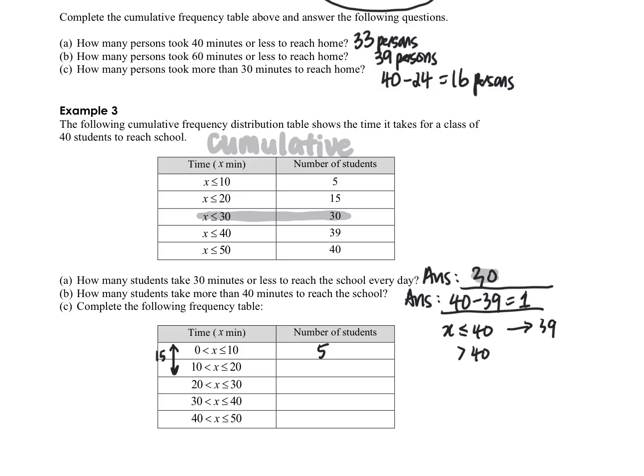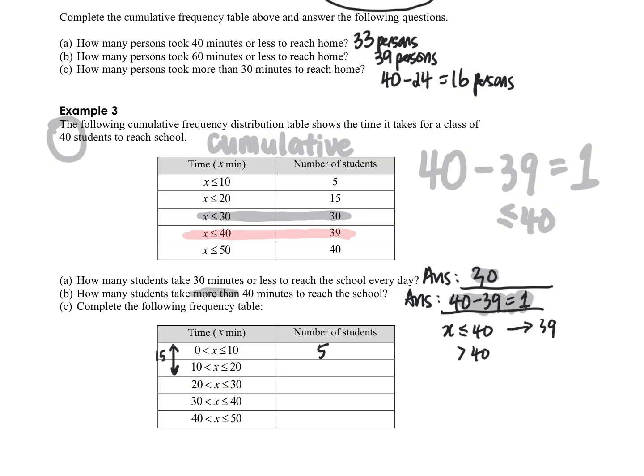Next one is how many students take more than 40. So what I know is less than or equals to 40, there's 39 of them. So more than must be my total, take away that 39 of them. So my total is 40 of them, and I need to remove this 39 who spend less than or equals to 40 minutes. So the rest must be more. So there's only one of them.